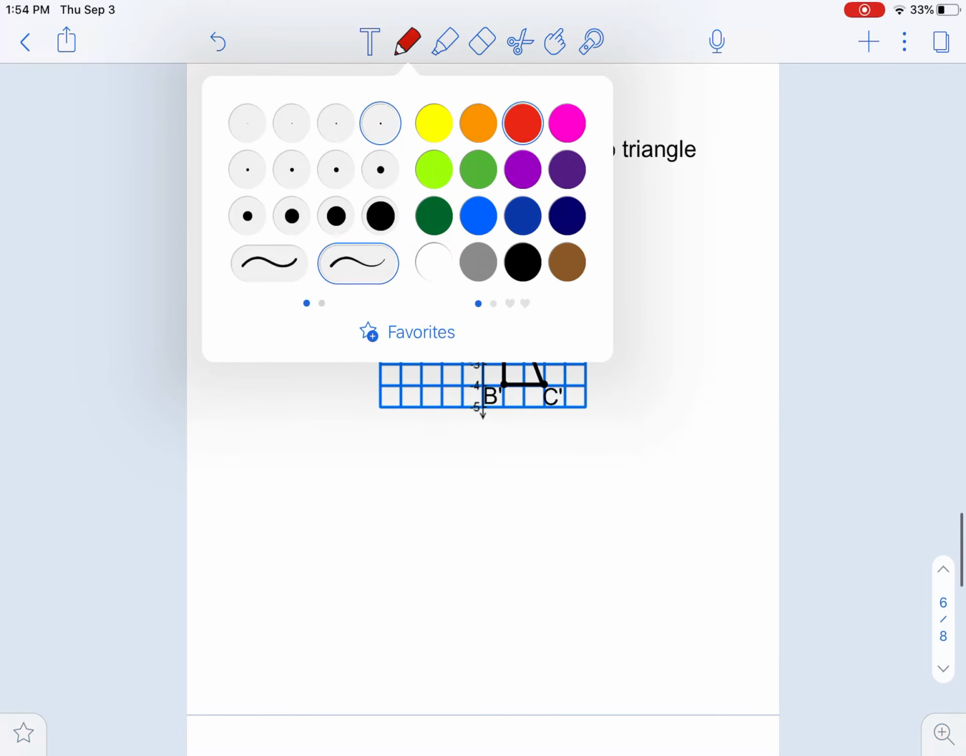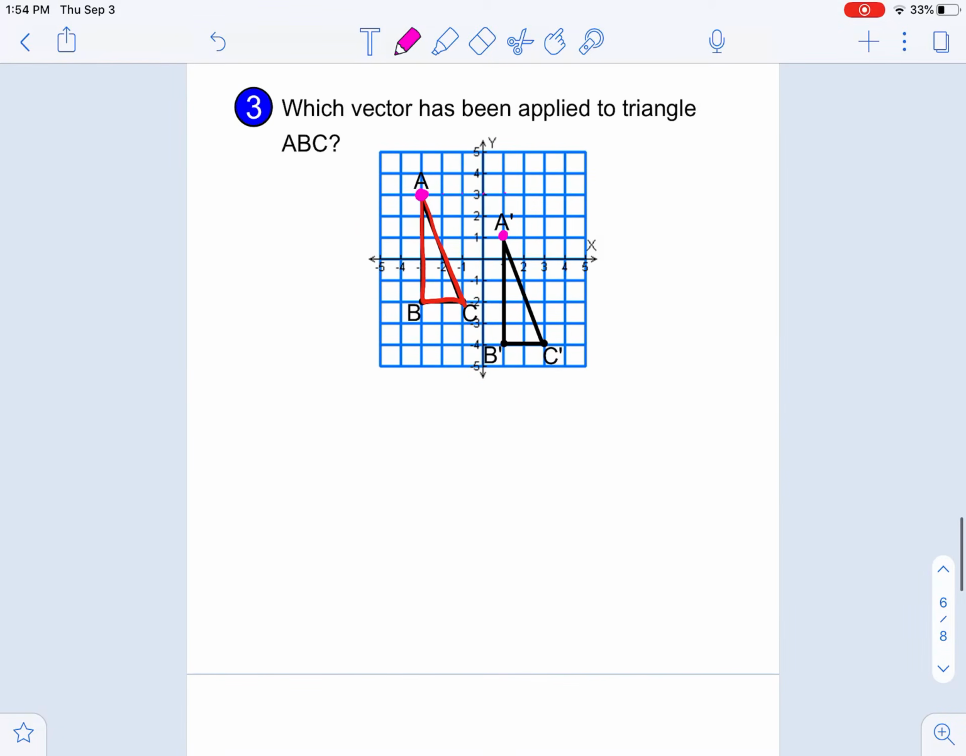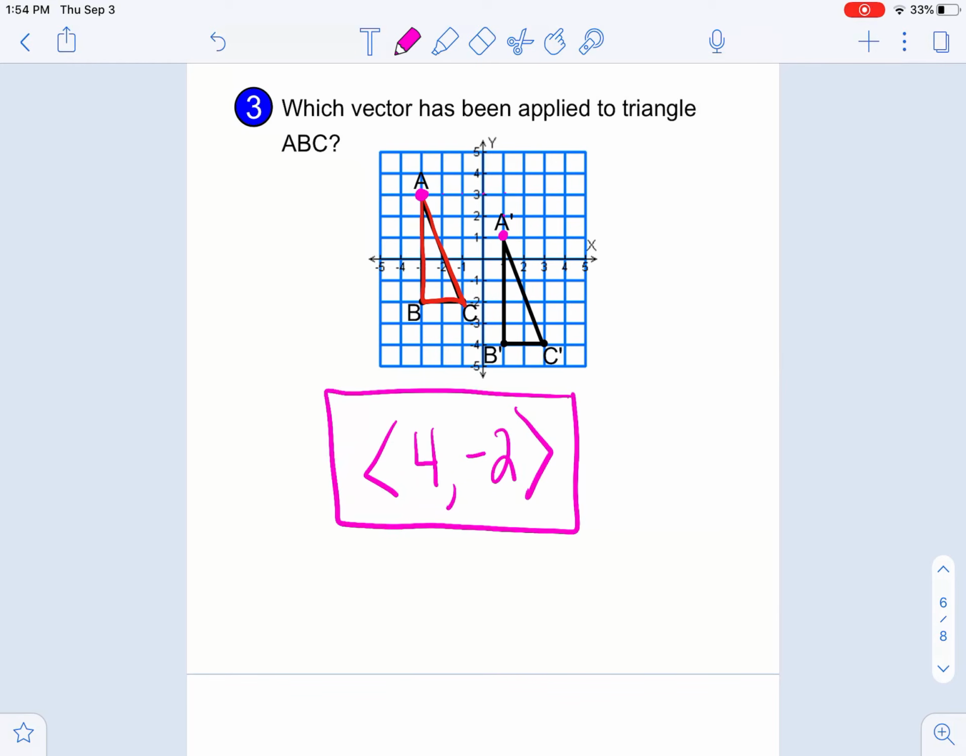Okay, so how do I get from A to A prime? What would I have to do? Remember, you're going left or right first because that's your first number. 1, 2, 3, 4. I would have to go left 4, or sorry, right 4. If I have to go right 4, that's a positive 4. So I'm going to put the vector sign, positive 4, comma. Then I would have to go 1, 2, down. Down 2 is a negative 2. So the vector is 4, negative 2.